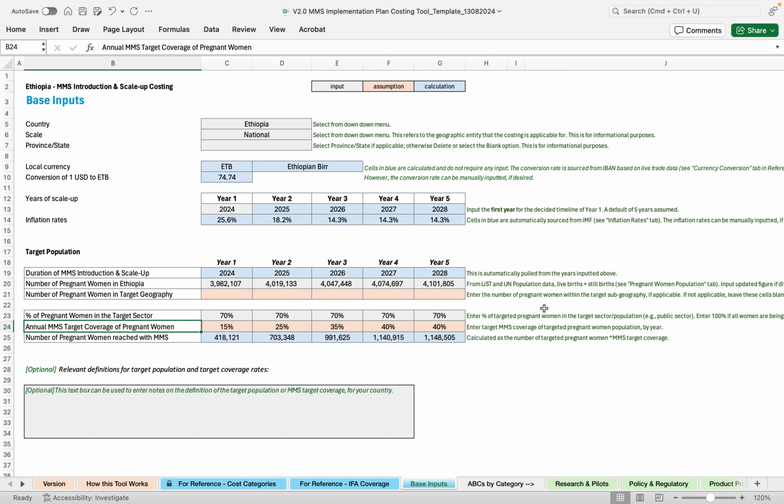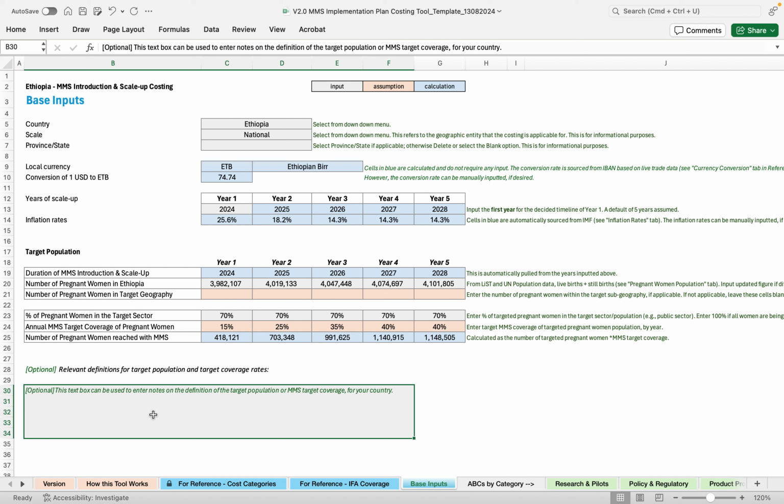Then you enter the assumption for the annual MMS target coverage of pregnant women. This is based on Ministry of Health or country targets and can scale up over the course of time. And that will calculate the number of pregnant women reached with MMS. These are important fundamental base inputs to calculate these target population inputs, as it helps understand what the cost per pregnant woman reached is going to be, as well as the amount and cost of product procurement that is applicable for the scale-up plan.